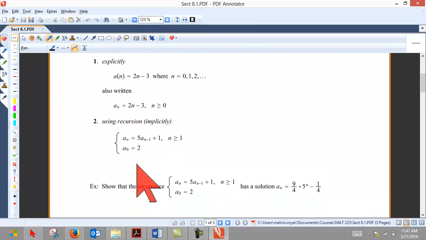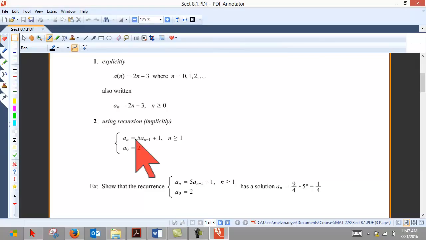But an implicit form or a recurrence relation looks like this. It gives the term in the sequence in terms of the previous term. And so you need something to get started. So this sequence might start at 2, and then this tells you how to get a sub 1 in terms of a sub 0, and a sub 2 in terms of a sub 1, and a sub 3 in terms of a sub 2, and you keep going and going and going.